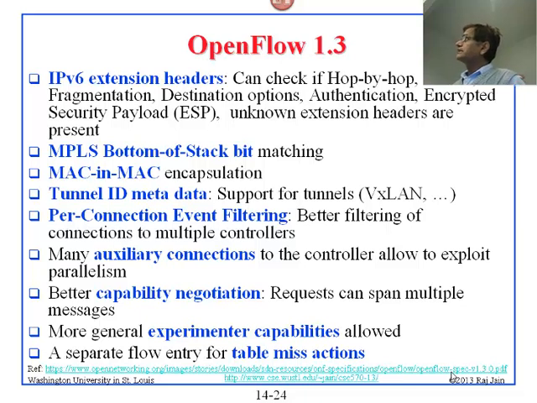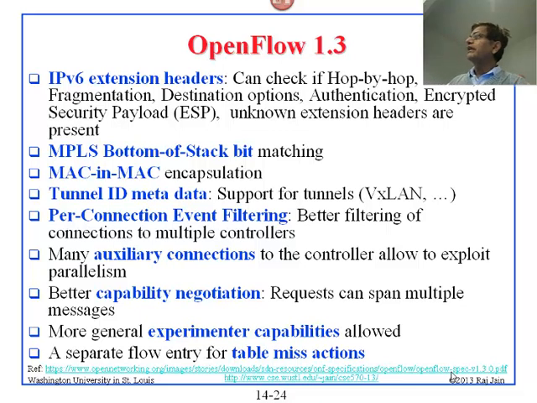So now you can check hop by hop extension header, router extension header, fragmentation extension header, destination options extension header, authentication extension header, and ESP extension header. And if something else is present. So IPv6 needed more work.